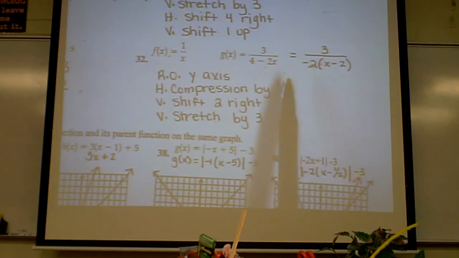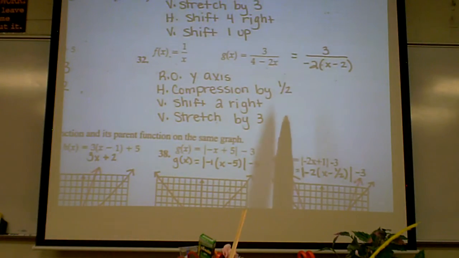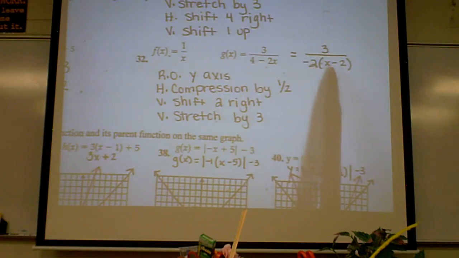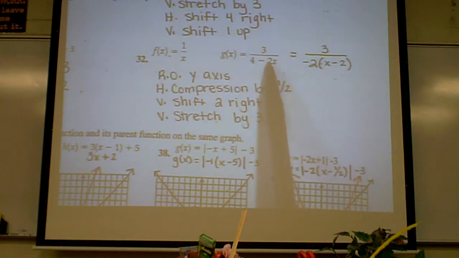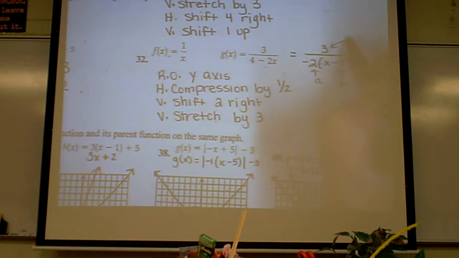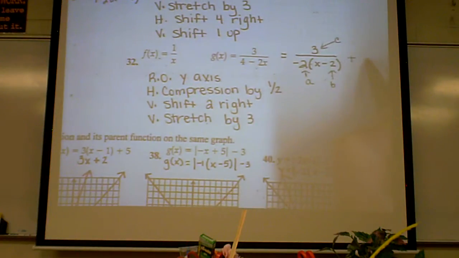This one, a lot of people had trouble with. You're going to want to rewrite this as negative 2x plus 4 and then factor the negative 2 out. Everybody see what we did here? Now, this is your A value. This is your B value. This is your C value. And there is no D value.